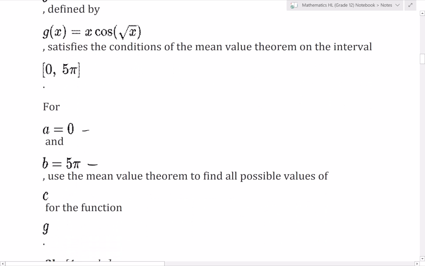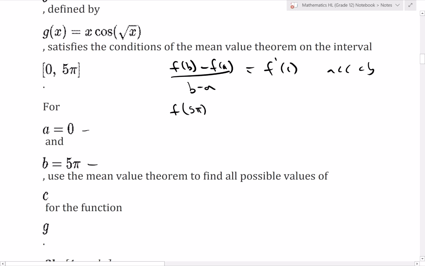What is the c value where the slope of the secant line is equal to the slope of the tangent line? So let's find the slope of the secant line first, right? f of b minus f of a over b minus a. This should equal f prime of c. Remember, c is between a and b, right? So we're finding this, so that's going to be f of 5 pi. Our function is called g, so I'm just going to put a g here. g of 5 pi minus g of 0 over 5 pi minus 0.